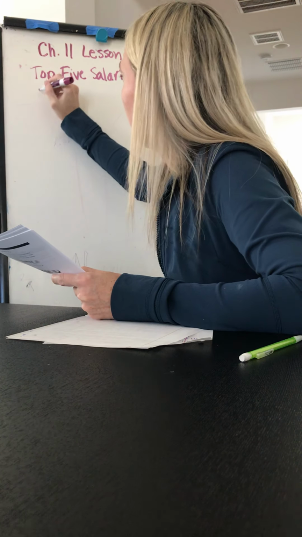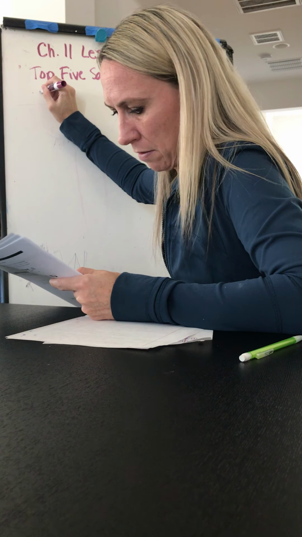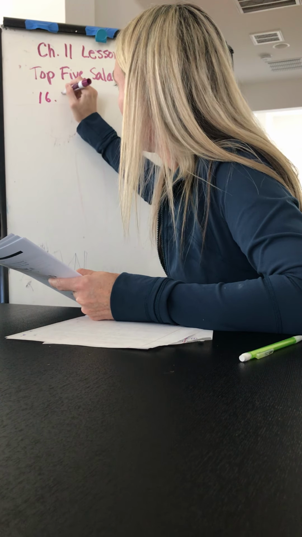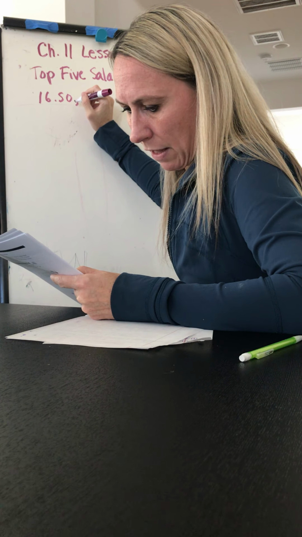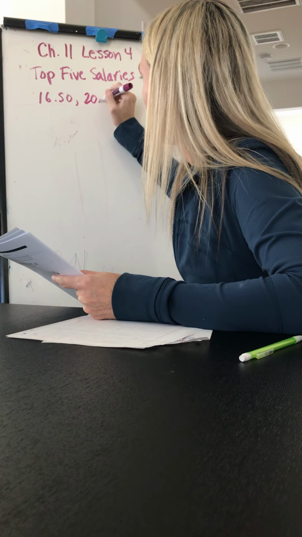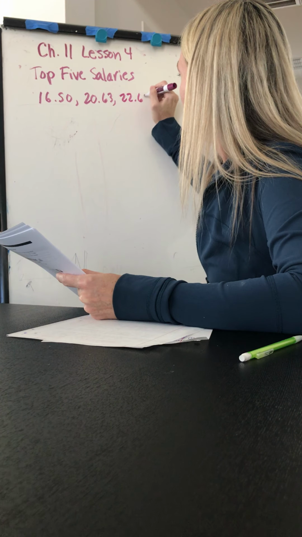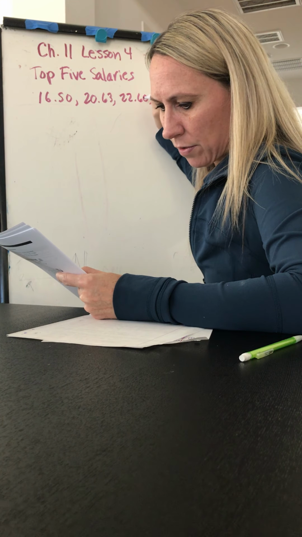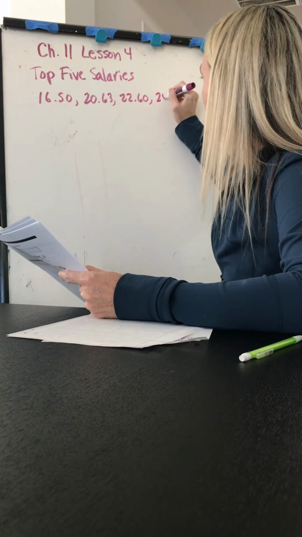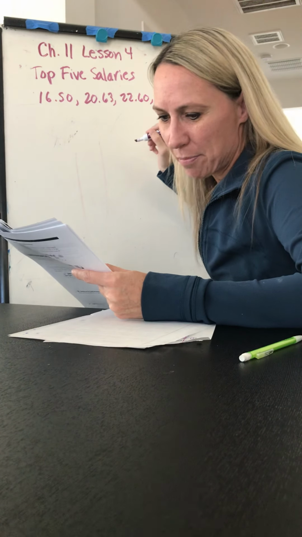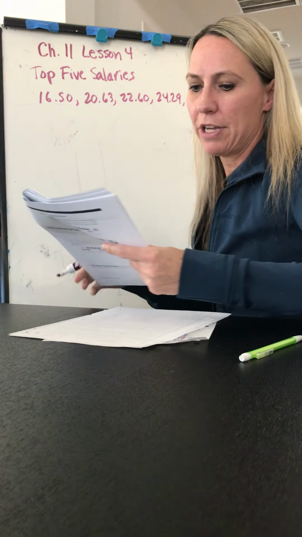So here are the top 5 salaries. Actually, I'm going to put these in order: 16.5, 20.63, 22.60, 24.29. Sorry, it's hard for me to see the numbers on the paper, and it's not a very good copy. And 33.0. Okay, so here are the top 5 salaries.